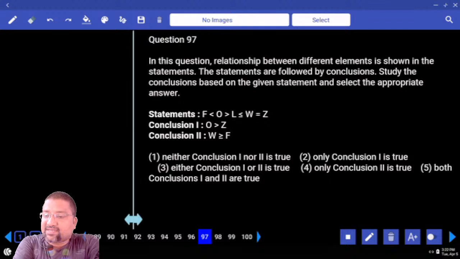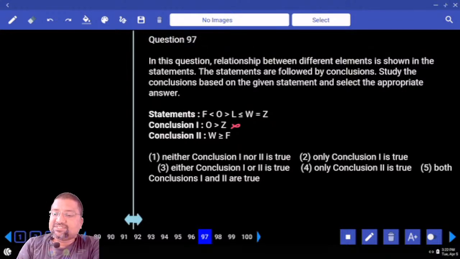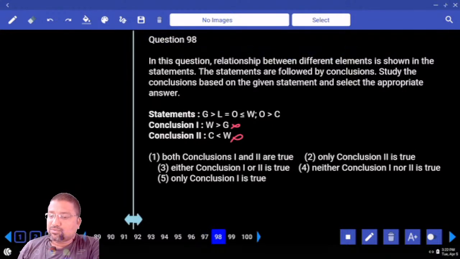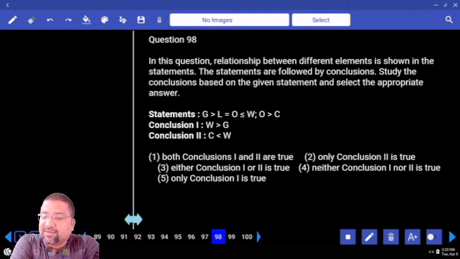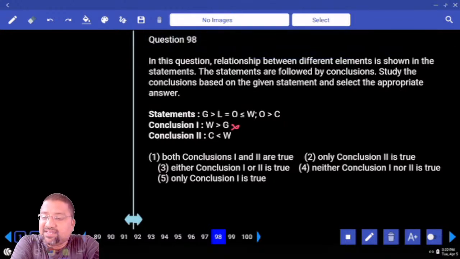97. O greater than Z. What's the problem between O and Z? Opposite symbols. Very good. W and F. Opposite symbols. Neither one nor two. 98. W greater than G. What's the problem with W and G? Opposite symbols. Wrong.